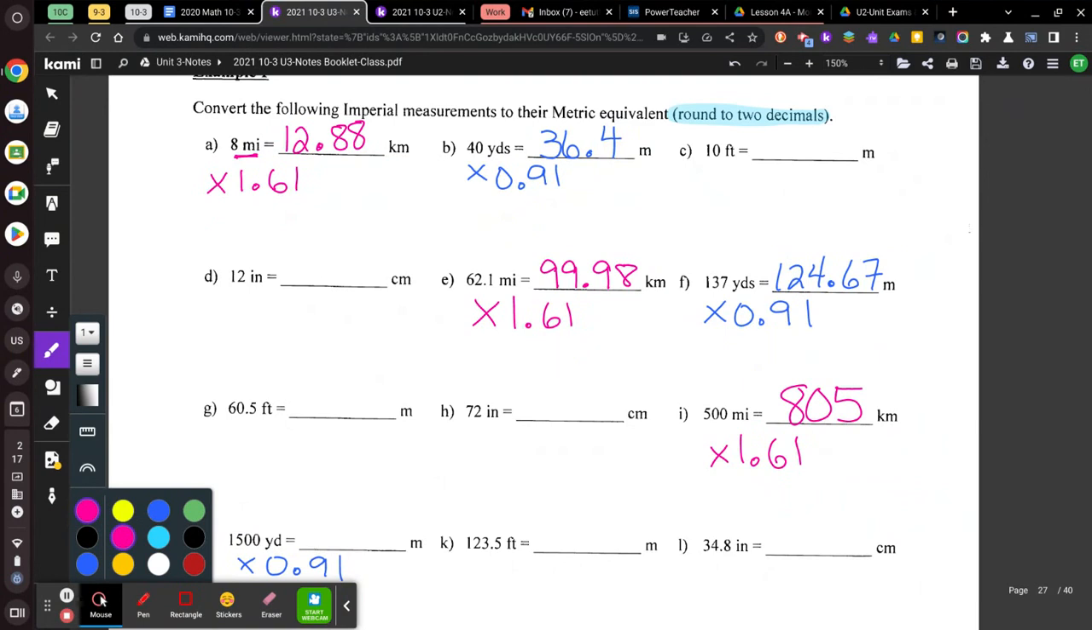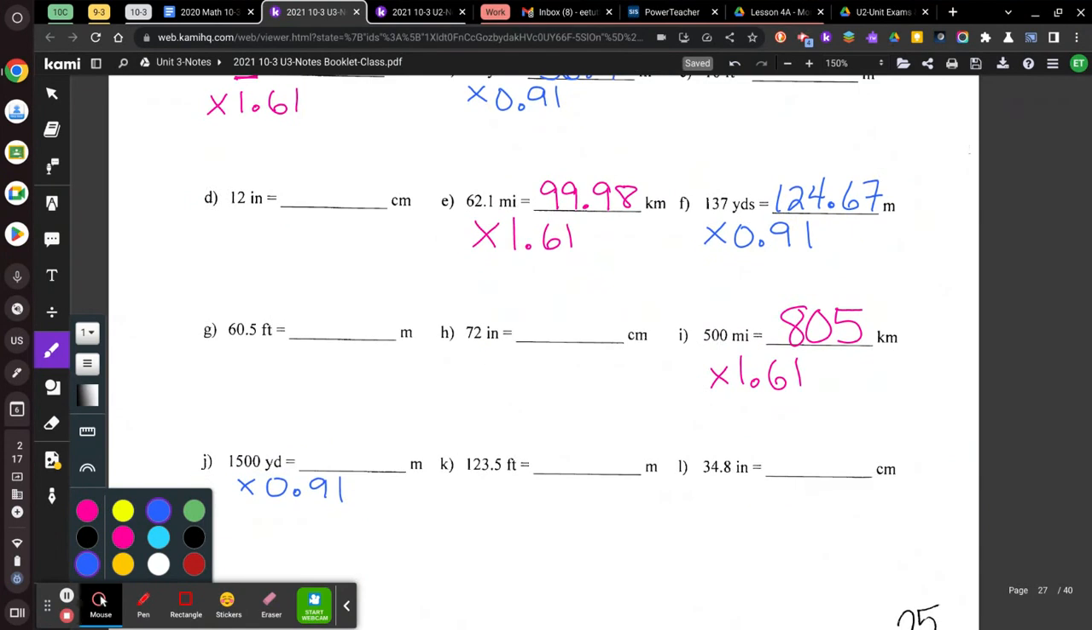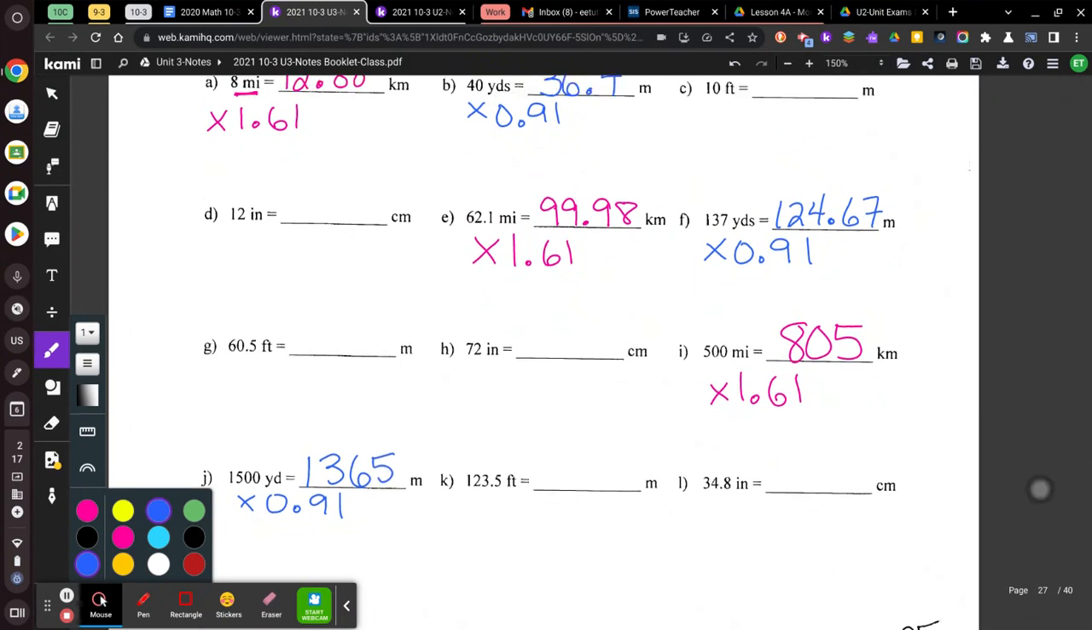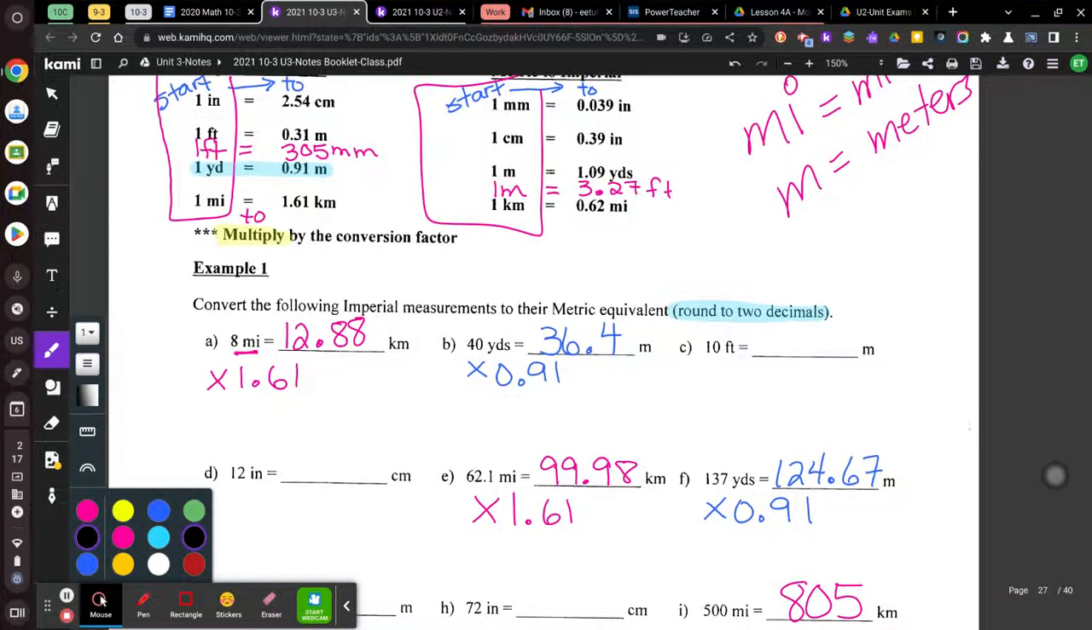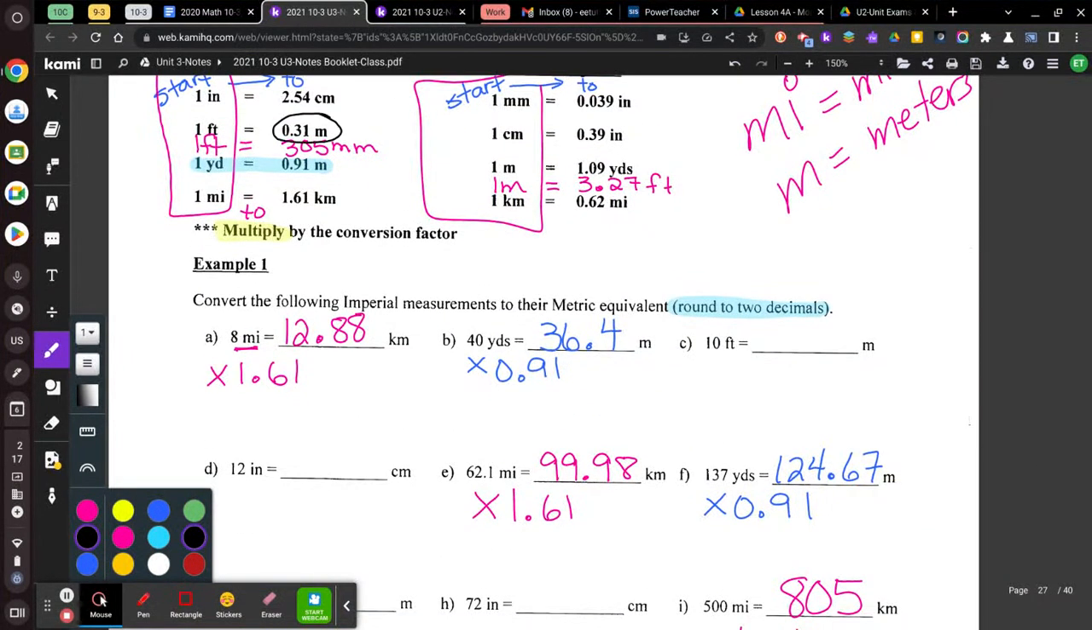All right, looking down at the next one. Looking down at letter right up here. I'm scrolling up, J. So letter J is going to give us exactly 1365. No decimals, it's an exact digit. So now we're looking at the next one. It says feet to meters. So I'm going to look up on my scale and I'm going to look for feet to meters, and that's this number right here, 0.31.